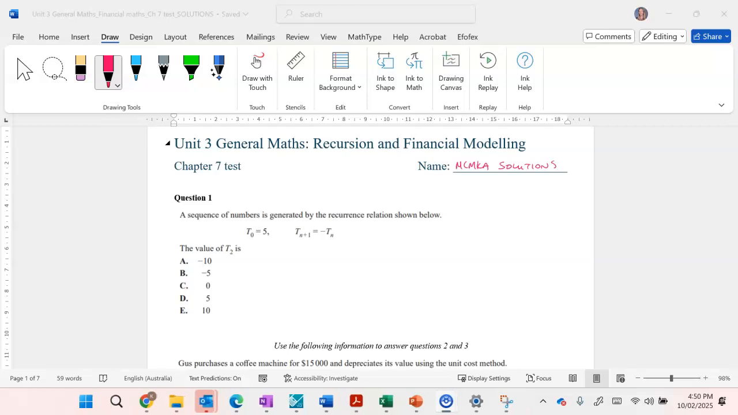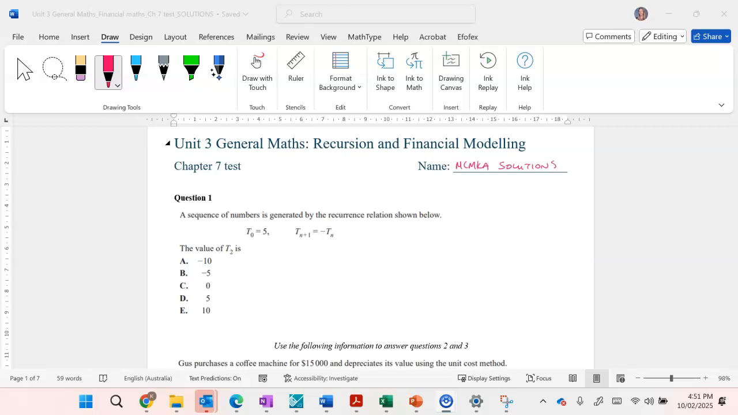Hey everyone, in this video we're going to go through the solutions to the General Maths, Recursion and Financial Modelling Chapter 7 test, so Chapter 7 from the Cambridge textbook. I'll try to go through as quickly as possible just so the video is not too long.